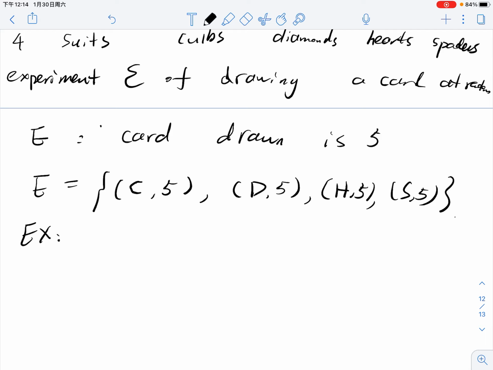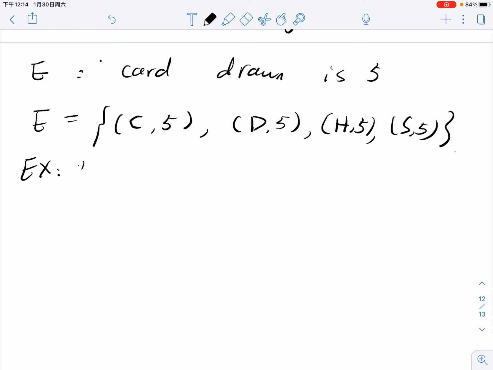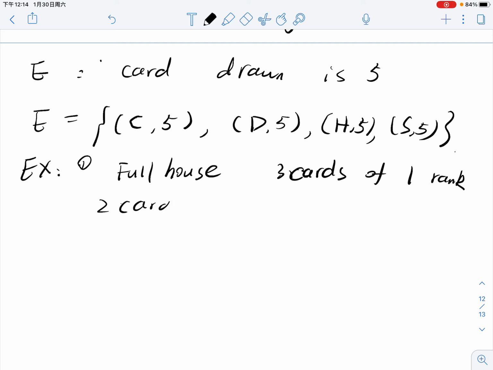And now if you look at the example as following. So first, we call 5 cards a full house if 3 cards are of 1 rank and the other 2 cards are of a different rank.